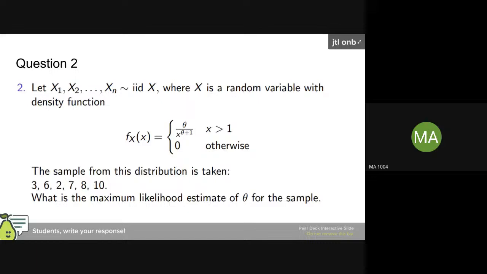Okay. Those who know the maximum likelihood estimate method, just try to solve it. How many of you know? Just raise hands.